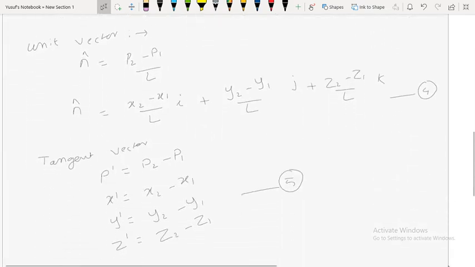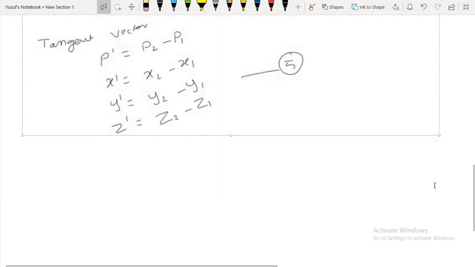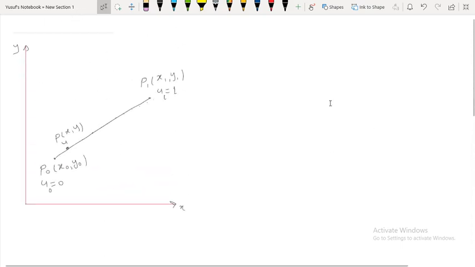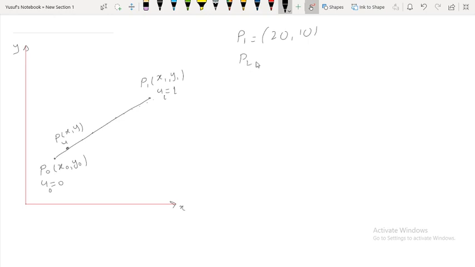Suppose the question is like this. You are supposed to draw one line whose start point and end point are given. You are supposed to calculate the pixels or the points on the line whose start point p1 is 20, 10, and p2, the end point, is 30, 15. You have to calculate the in-between points.